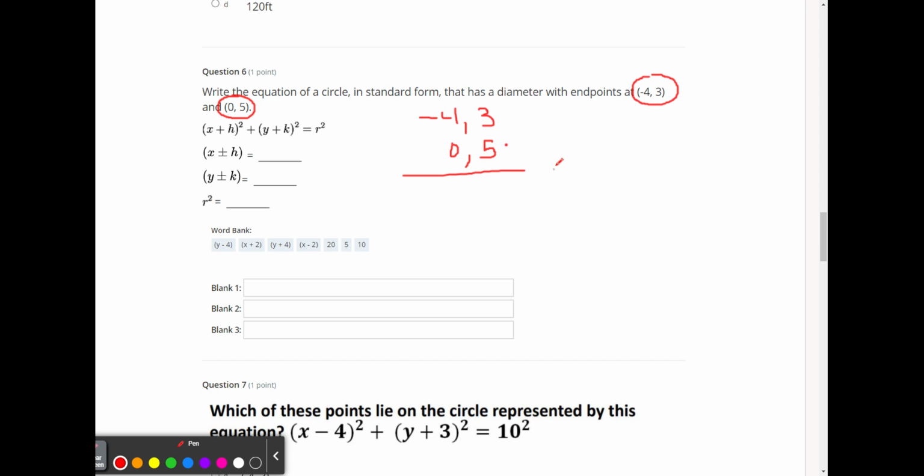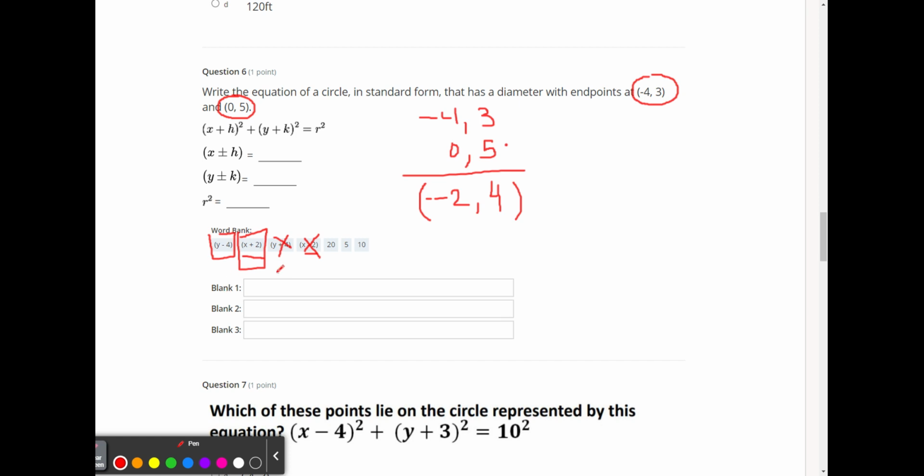The midpoint formula. So that's x plus x divided by 2. So -4 plus 0 divided by 2 is -2. And then 3 plus 5 divided by 2. So 3 plus 5 is 8. Divided by 2 is 4. This is my circle center. So if I know the center of my circle is at -2, do I need a +2 or a -2 in my formula? I need a +2. If I have a +4 for my y, do I need a +4 or -4? -4. Remember, those are opposite, right?